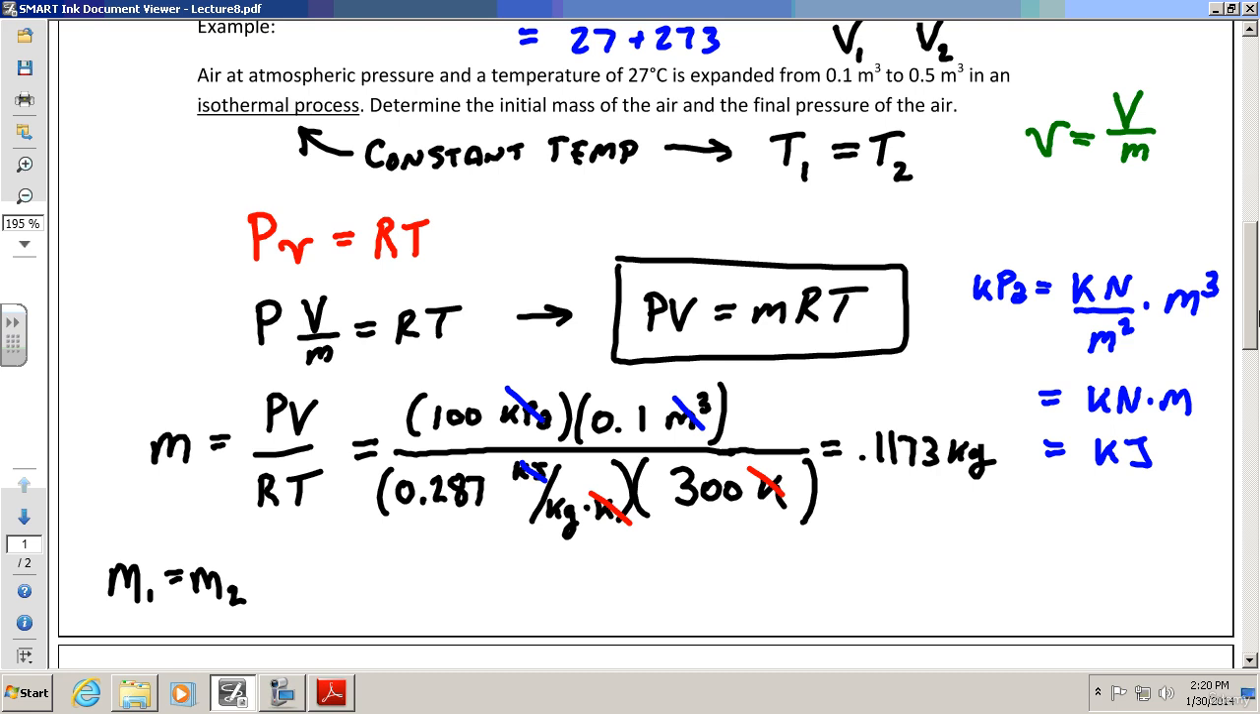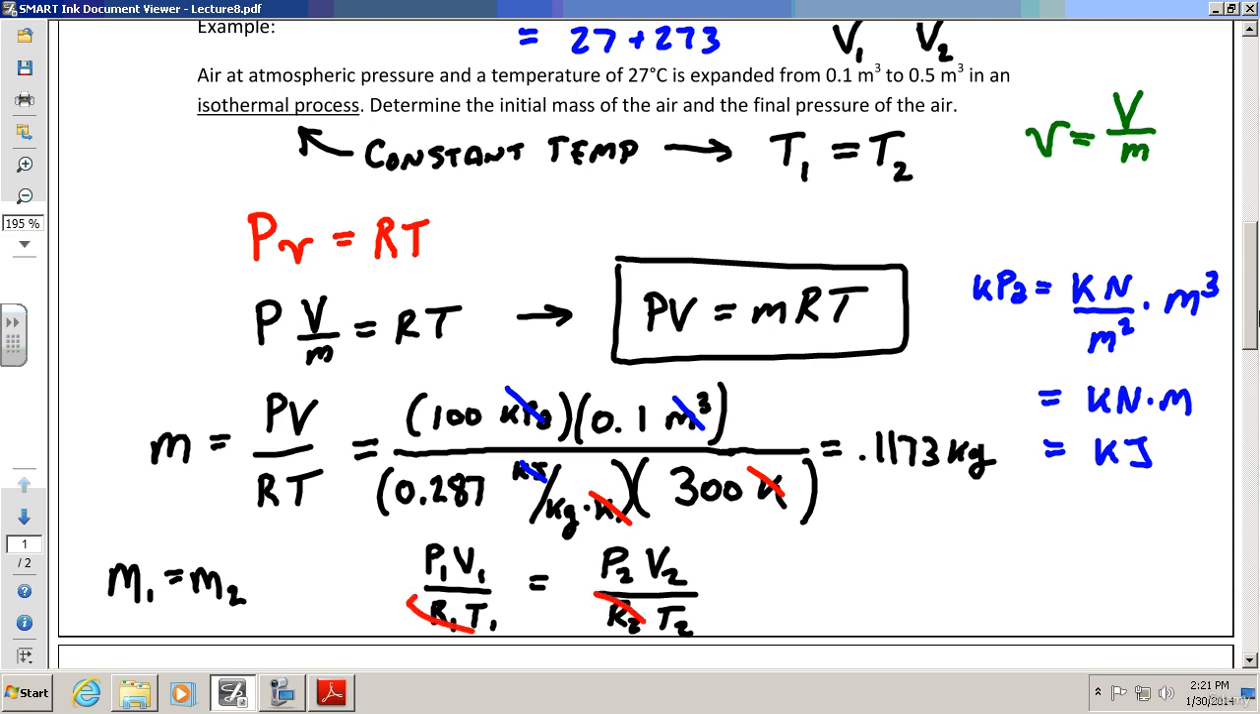How does that help me? Here's how that helps me. I already have an equation for mass. PV over RT. So now, let me set that up. If mass 1 equals mass 2, I can write the following. P1 V1 over R1 T1 equals P2 V2 over R2 T2. Right? But we can simplify that. Certainly the R is for air. That doesn't change. So the R is the same on both sides of that equation. So you can cancel it.